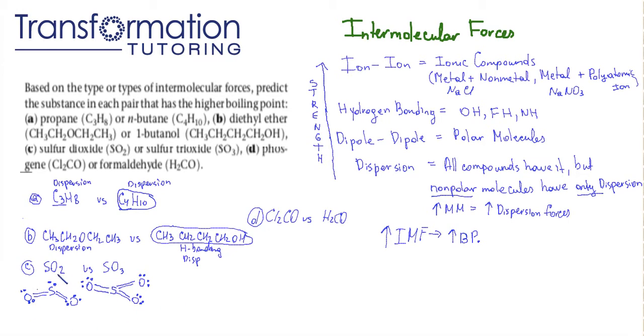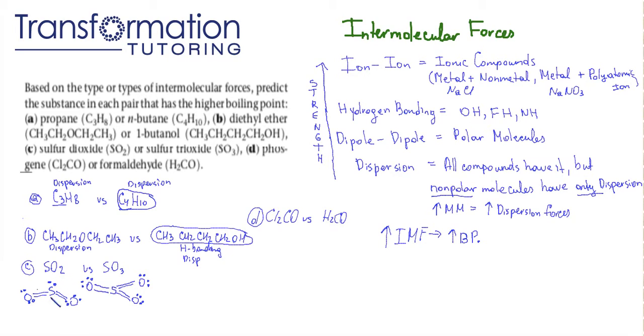We have SO2 versus SO3. I already put the structures together. So what we need to know for these molecules, definitely they do not have ion because we don't have any metals or polyatomic ions. No hydrogen bonding, we don't have OH, FH, and NH. The only two things they could possibly have are dipole-dipole and dispersion, so we will look at it.